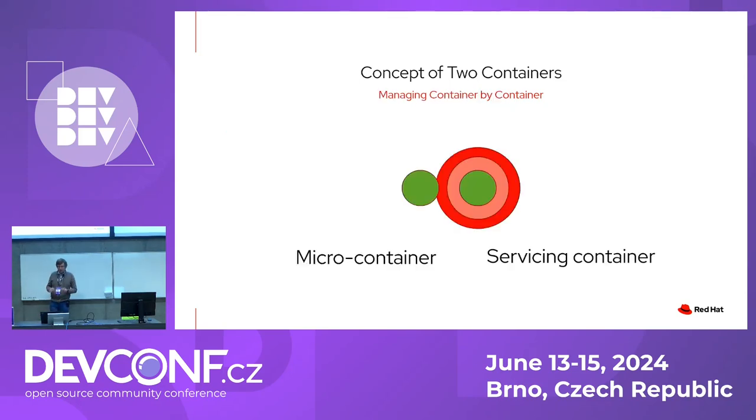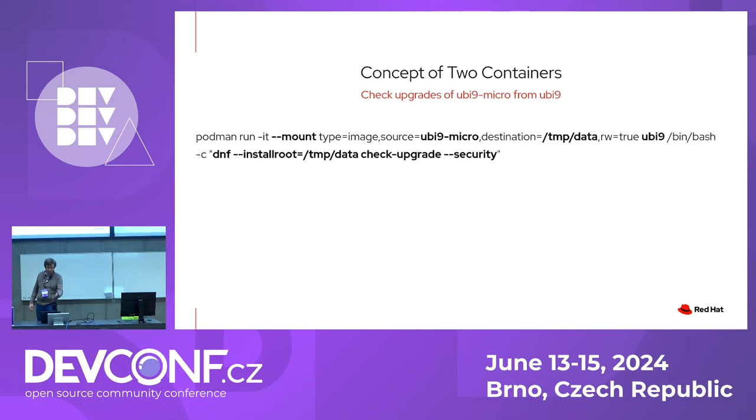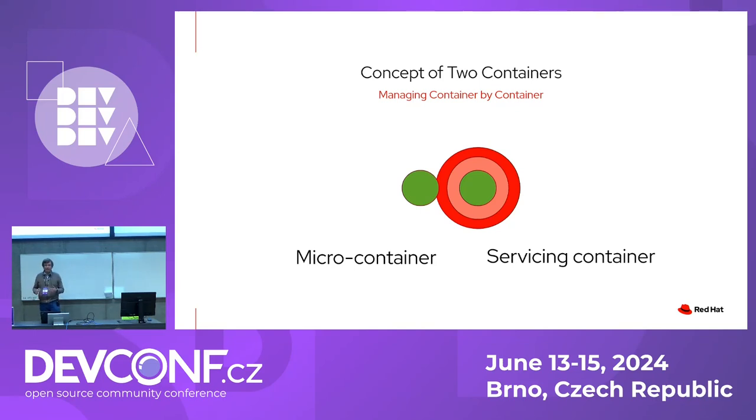This approach, using servicing containers to perform software management procedures, allows us to do new things. You can, for example, use the same approach to check for updates for the UBI micro using a UBI container. UBI micro doesn't contain RPM or DNF. Therefore, you can use that directly, and you will have the answer whether you have to rebuild your micro image or not.